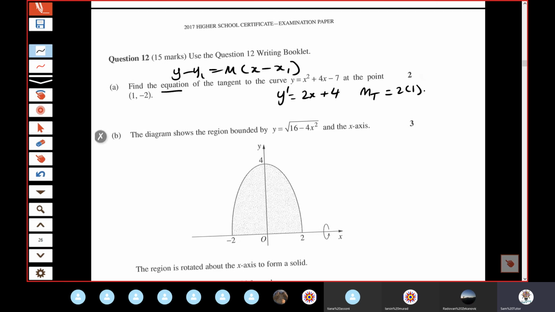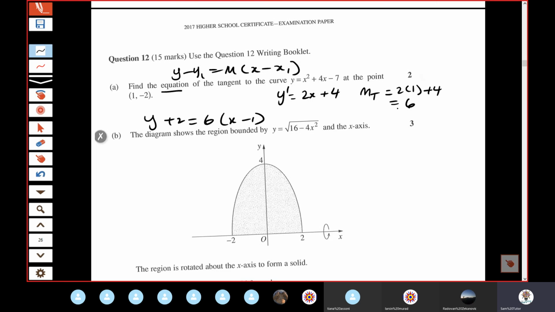2 times 1 plus 4. 2 plus 4 is 6. And then we should be good. Y plus 2 equals 6 times (x minus 1). HSC level, and let me make this clear: at HSC, that's 4 marks. We don't expand. At school, they tell you to expand and everything like that. At HSC, you don't need to.